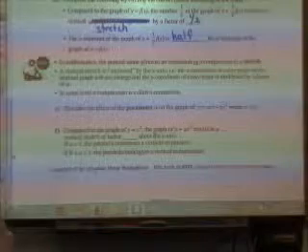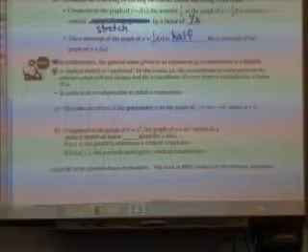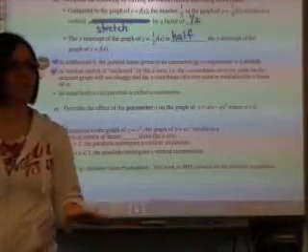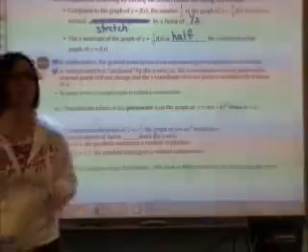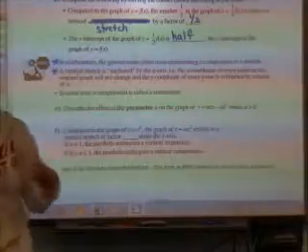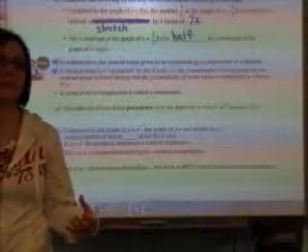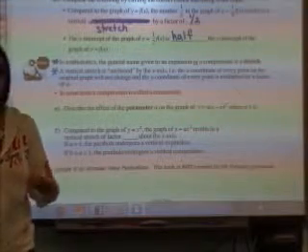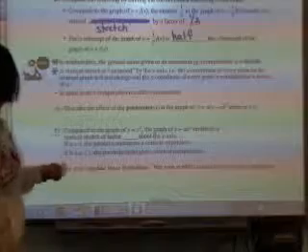Things to note are these two. The general name given is a stretch. Don't worry about the word expand or compress. We don't use the word expand and compress simply because a vertical expansion can look like a horizontal compression and it's really confusing. So we just say it's a vertical stretch. It's a vertical stretch by a factor of 2. It's a vertical stretch by a factor of 1/2.